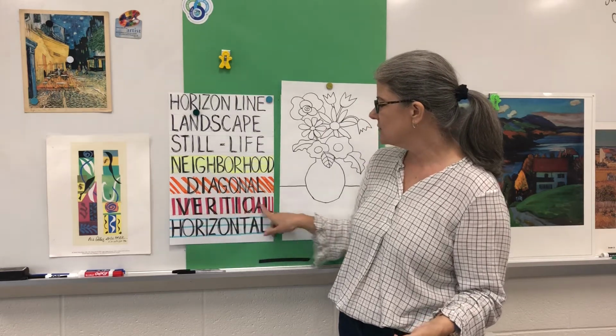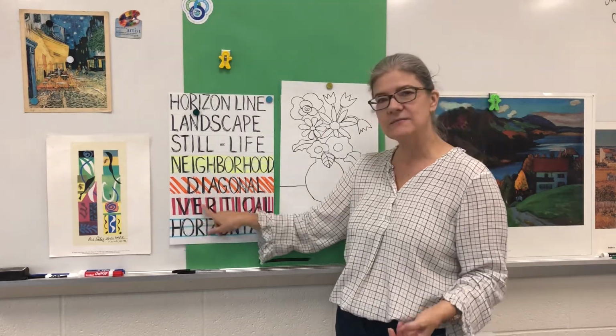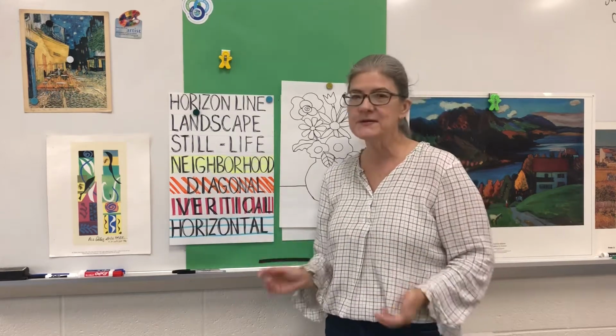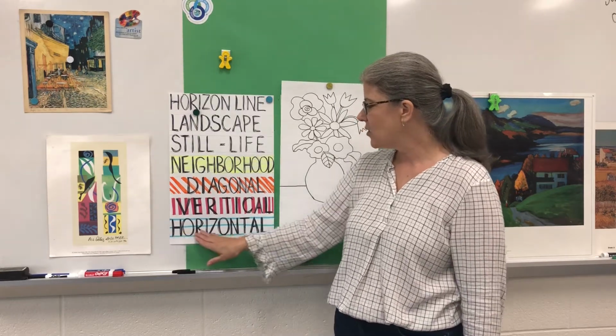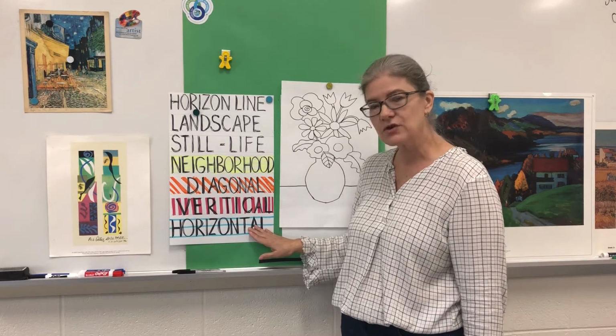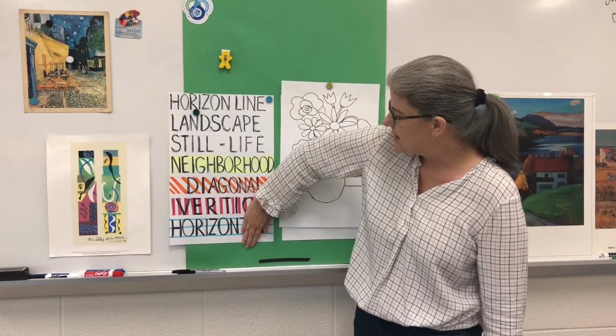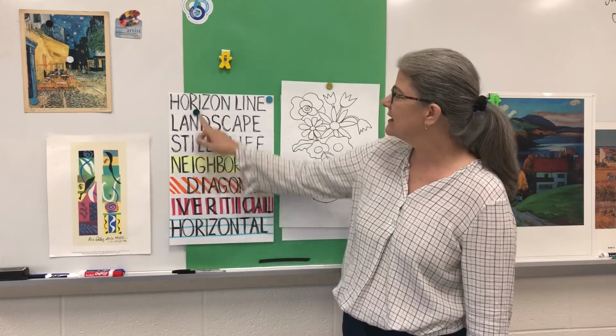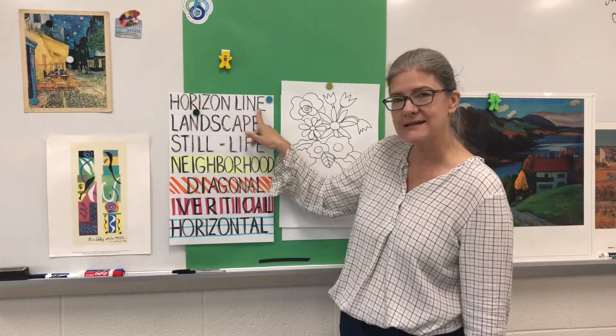A vertical line is a line that stands up tall, like these pink stripes. Telephone poles are supposed to be vertical. They stand up tall, like the number 11. A horizontal line lays down. It goes across. If I cover this up, you see the word horizon, just like in the word horizon line.